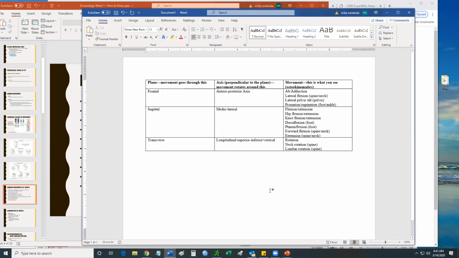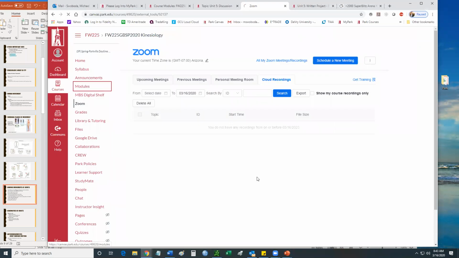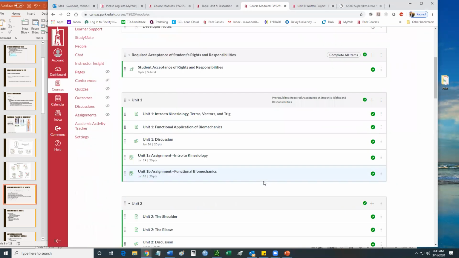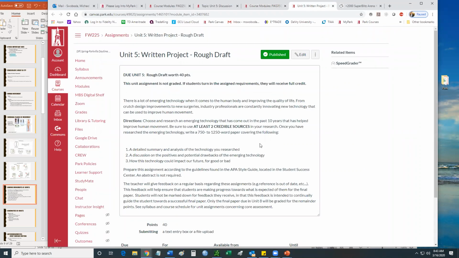On Wednesday, hopefully I'll have a video for you, or be able to be videoed for you, because I don't have a webcam on my computer here. We'll be going over more of the movements of the knee and how to measure them, and then keep moving on from there. So that's everything new I have for you today. Make sure you have your rough draft done by the end of the month.